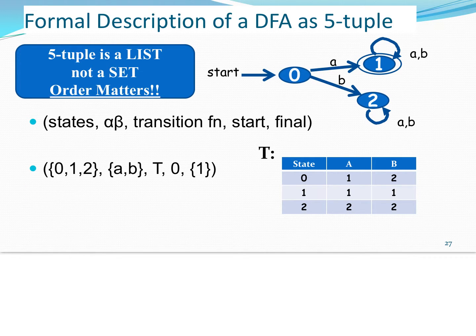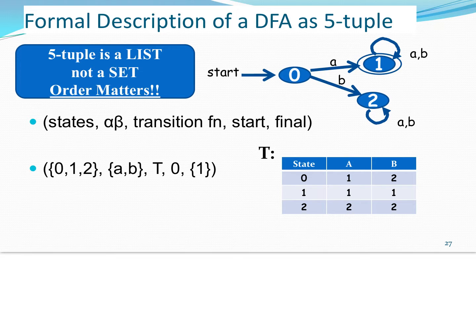Formally, we're going to describe a DFA as a 5-tuple. So remember, this is a list. It's ordered. Order does matter. So we're going to first give you the states, then the alphabet, then the transition function, the start state, and the set of final states. So here is a description of this DFA.